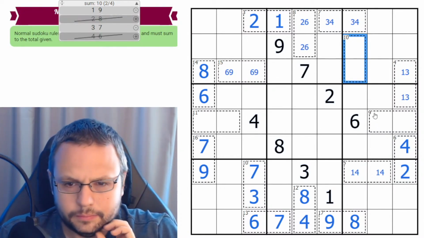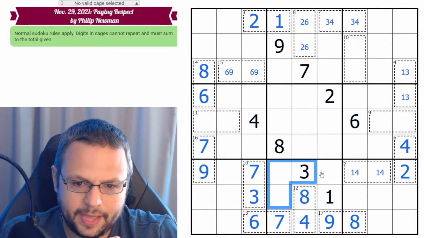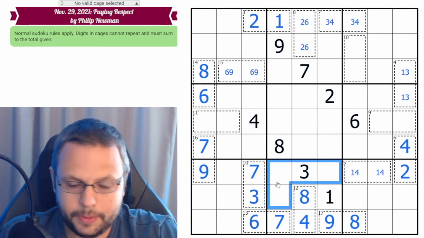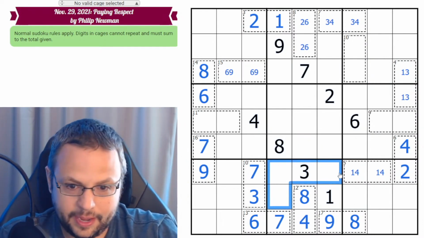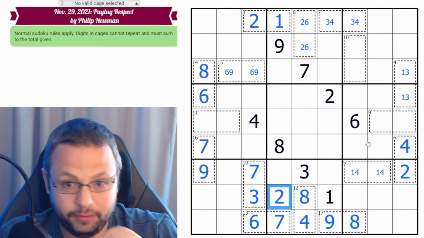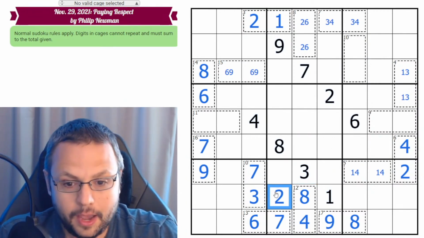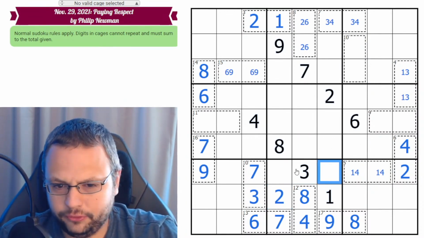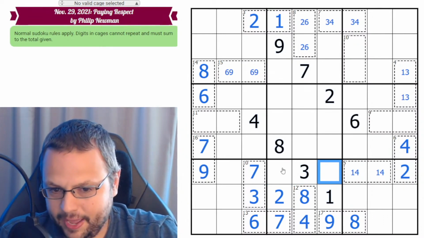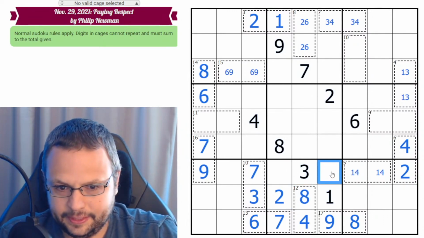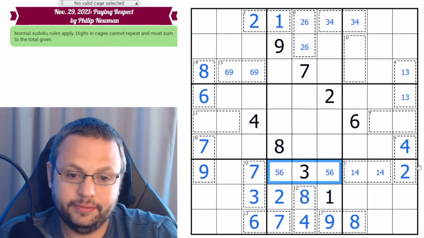Let's see. All of that still looks good. What are the last digits floating around in this cage? Or sorry, in this box. I still need a 2. The 2 is going to have to go there. It has no choice. And I also need a 5 and a 6. I don't think I know the order on that 5, 6 yet.